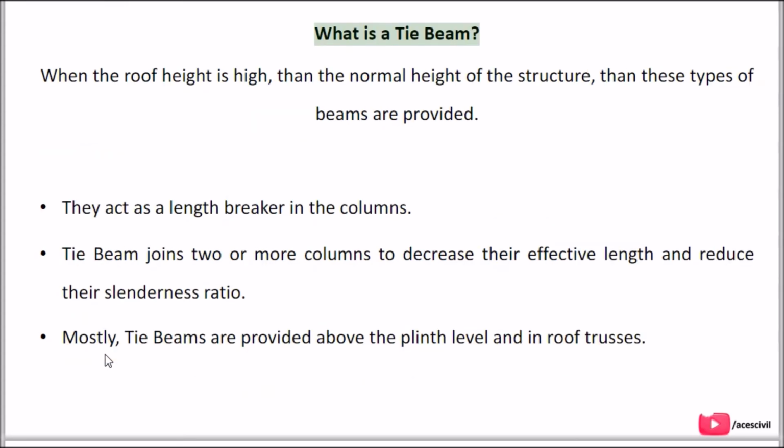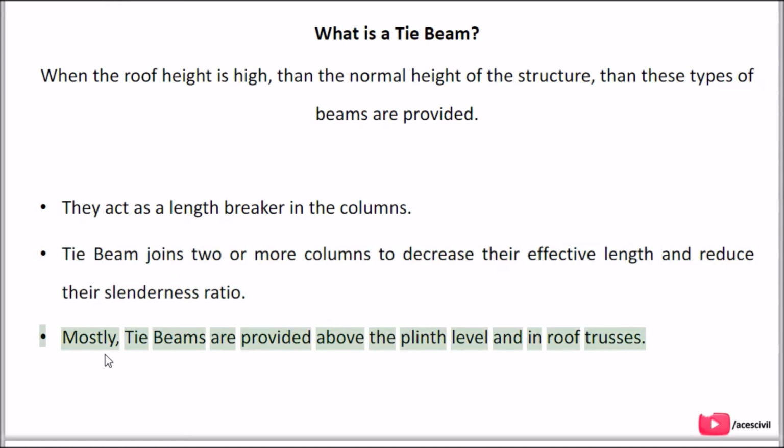What is a tie beam? When the roof height is higher than the normal height of the structure, then these types of beams are provided. They act as a length breaker in the columns. Tie beam joins two or more columns to decrease their effective length and reduce their slenderness ratio.